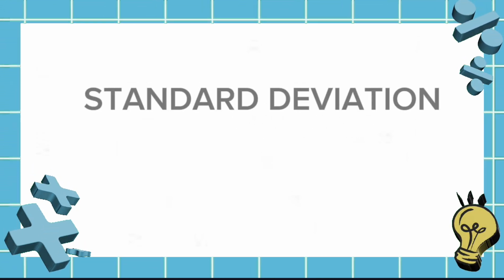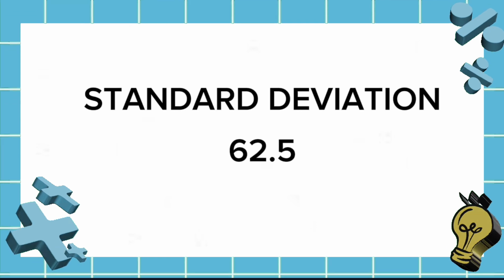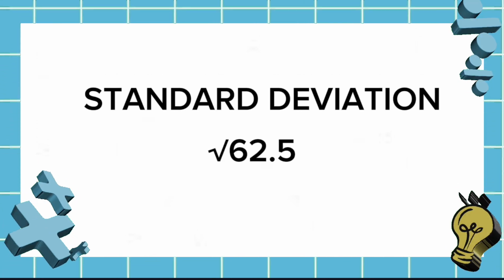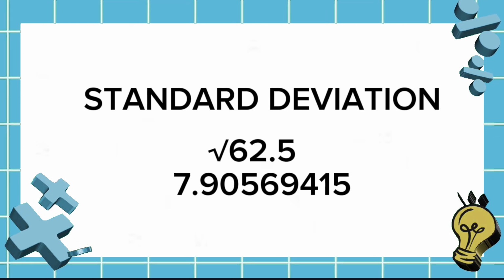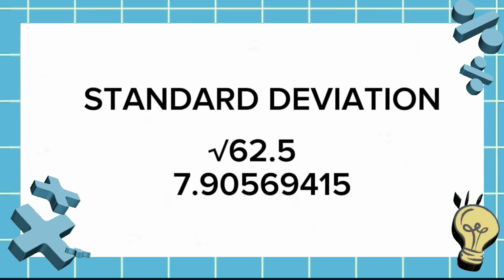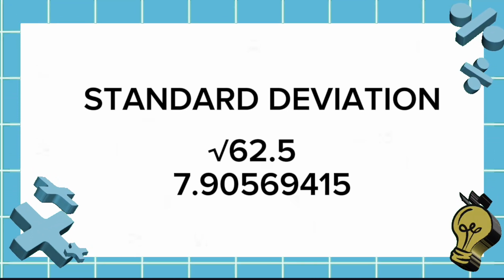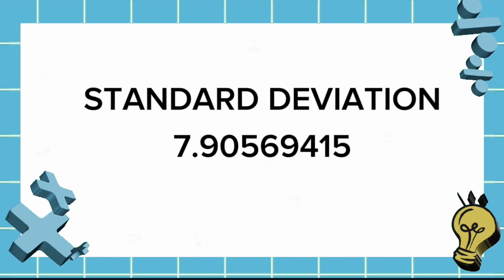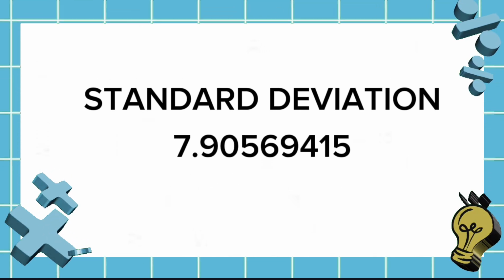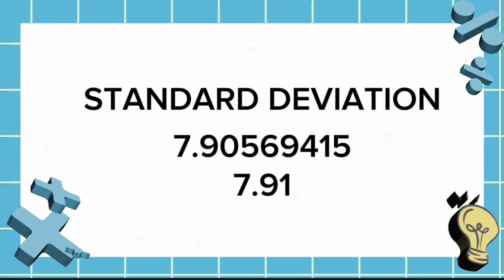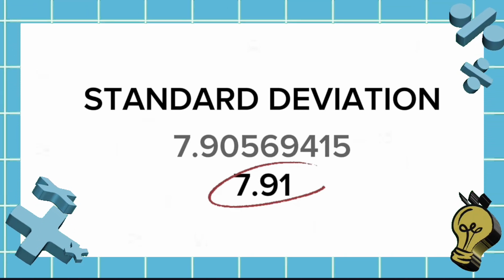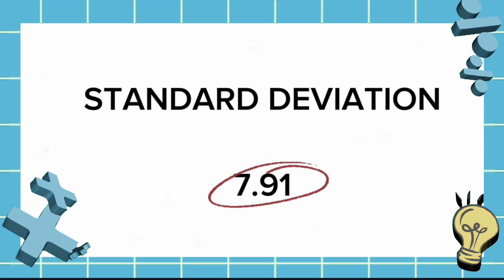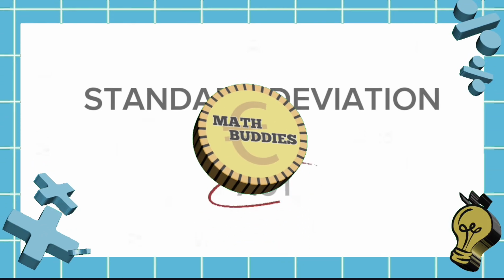For the standard deviation, instead of going back and solving everything, we just apply the square root sign to our variance and we get 7.90569415. All we have to do is round up to 2 decimal places. So our final answer is that the standard deviation is 7.91, since 5 up to 9 must round up the first number within it.